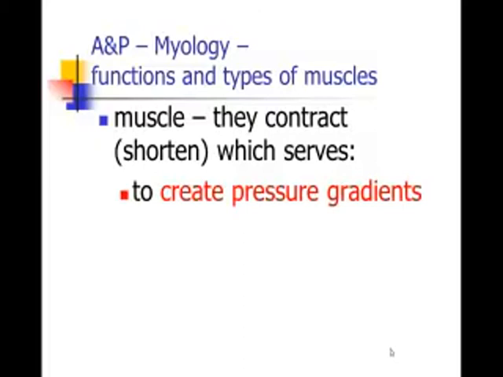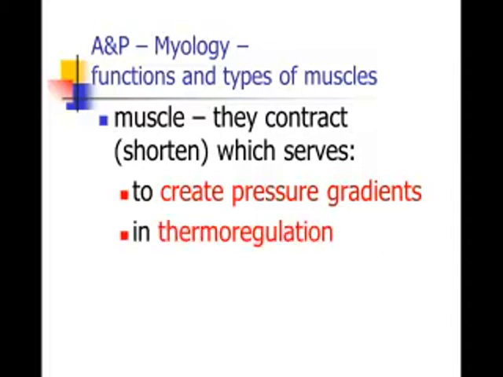One of the functions that muscle contractions serve is to create pressure gradients. We will be talking about this when we get to the cardiovascular system, and also the respiratory system and the gastrointestinal tract. Pressure gradients are used to move things within the body. So it could be blood or air or material in the GI tract.